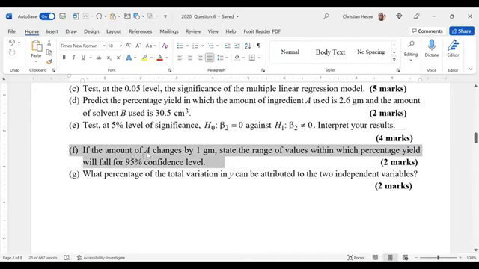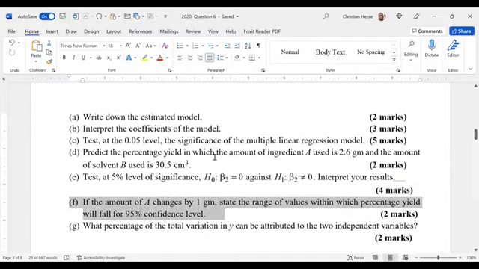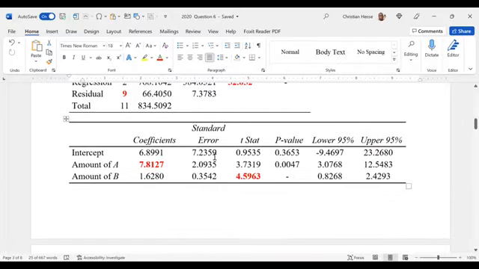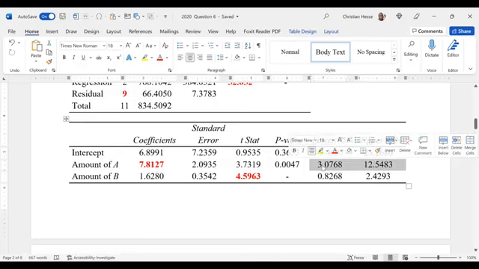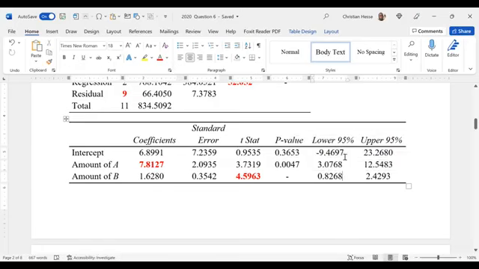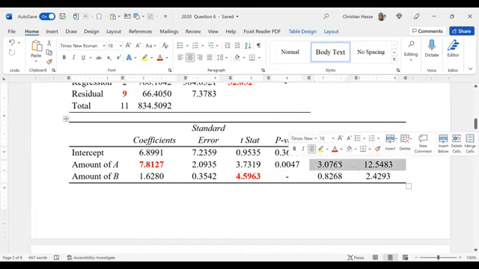Which one are we talking about, is it A or B? Is it X1 or X2 for F? X1. So you go to the main table. This is the rule for X1, and this is the rule for X2. What they need is a 95% confidence interval, so you take these two values, 3.0768 and the other, and that's the answer for question F.